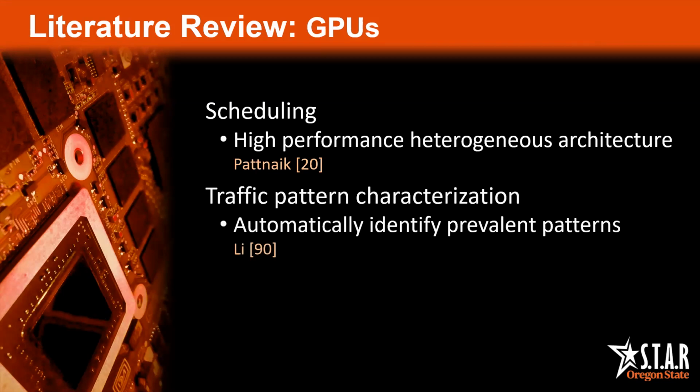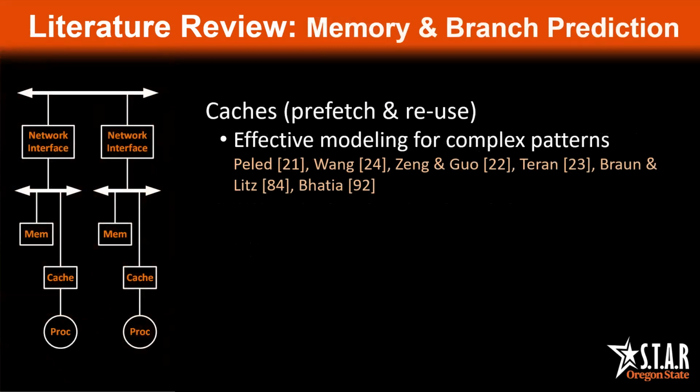Recent work at Oregon State University re-evaluated commonly accepted knowledge of GPU traffic patterns. This work used a convolutional neural network and machine learning-based clustering to identify 8 unique traffic patterns with high accuracy.